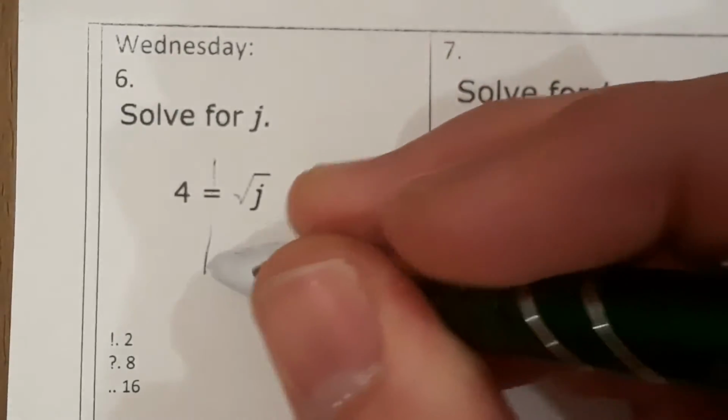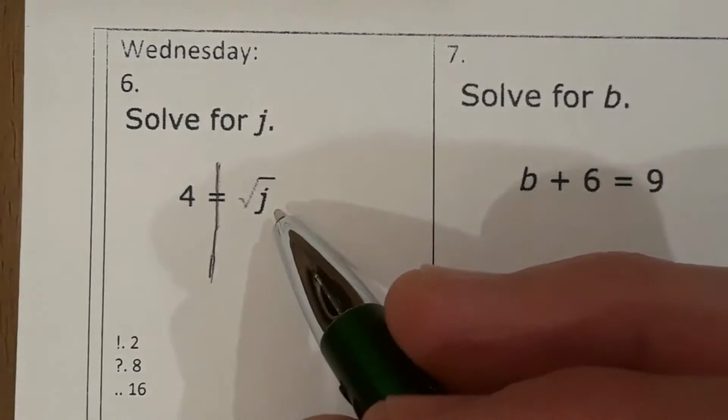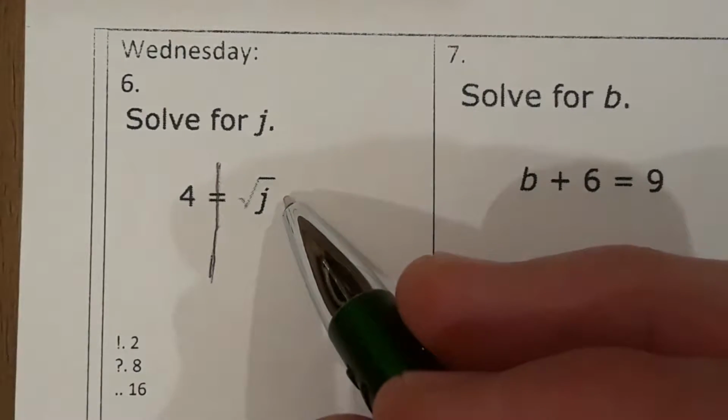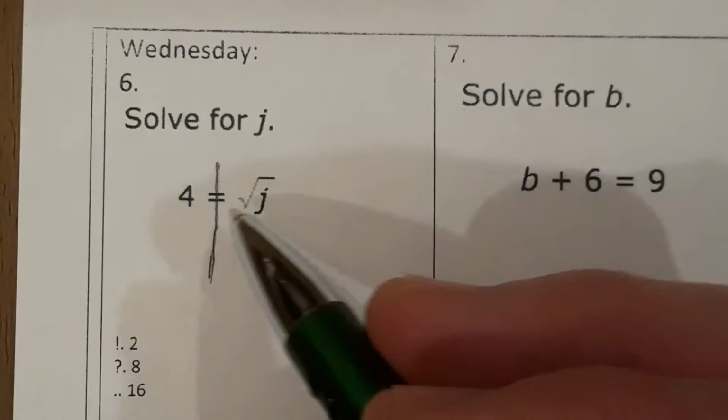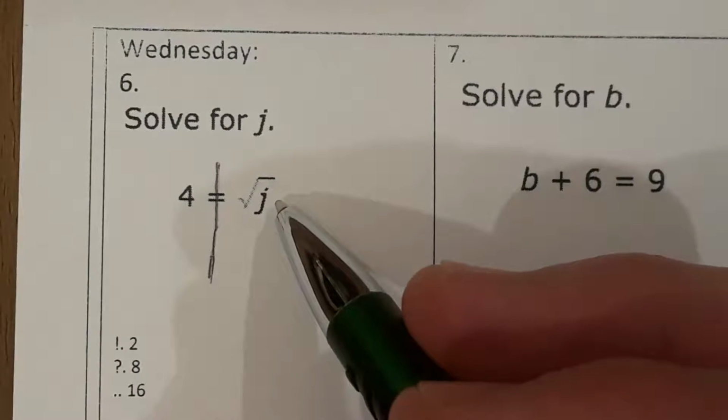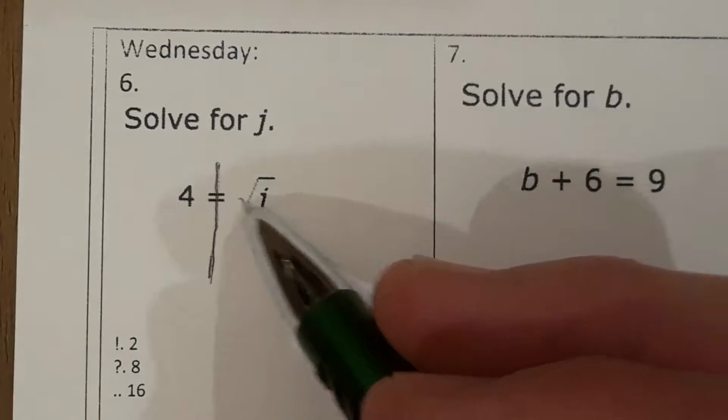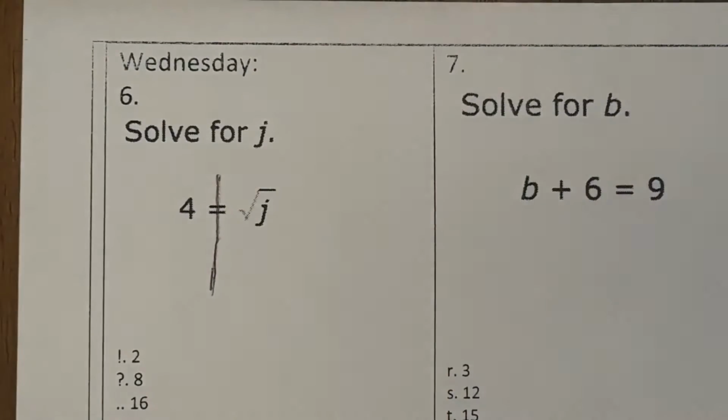So we're going to draw a line down our equal sign, which represents whatever operation we do on the right side, we do on the left. Now notice our variable is on the right side today, and it won't matter. Whether the variable is on the right or left, it's the same thing.